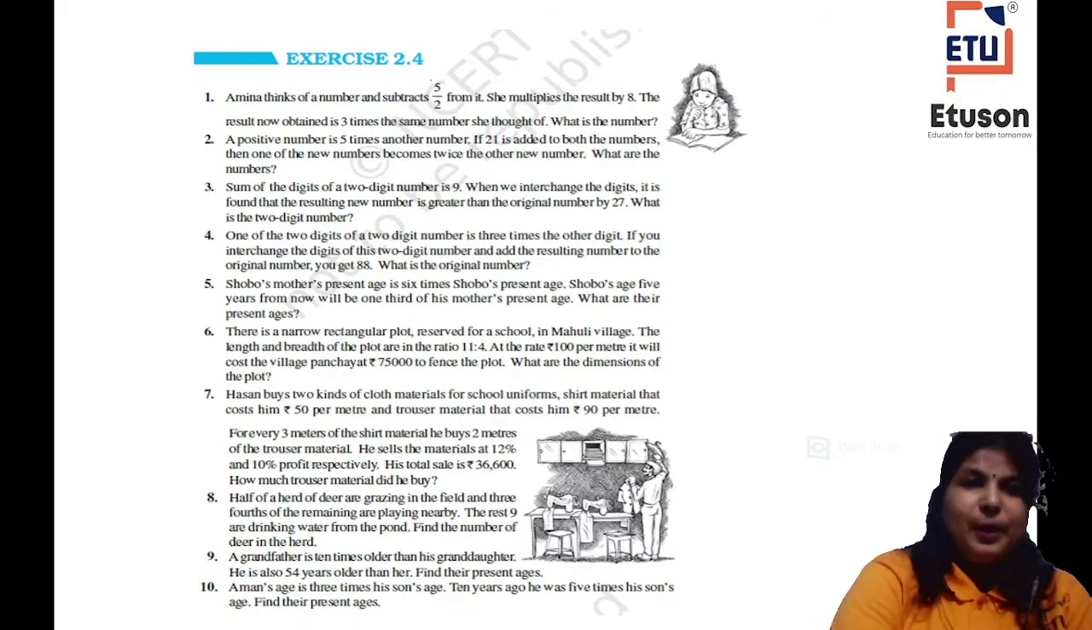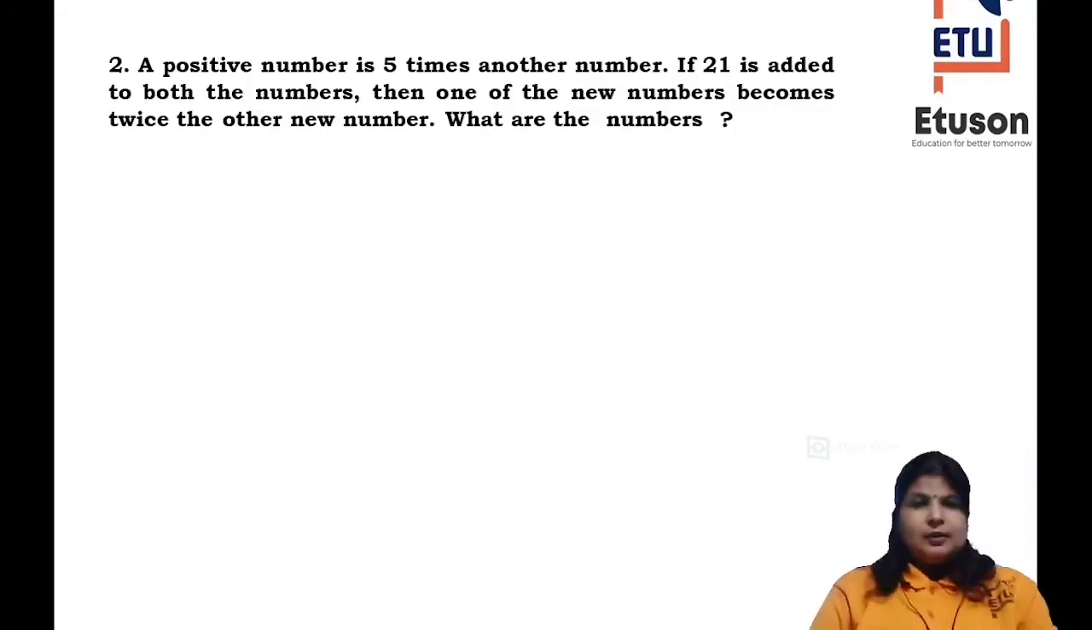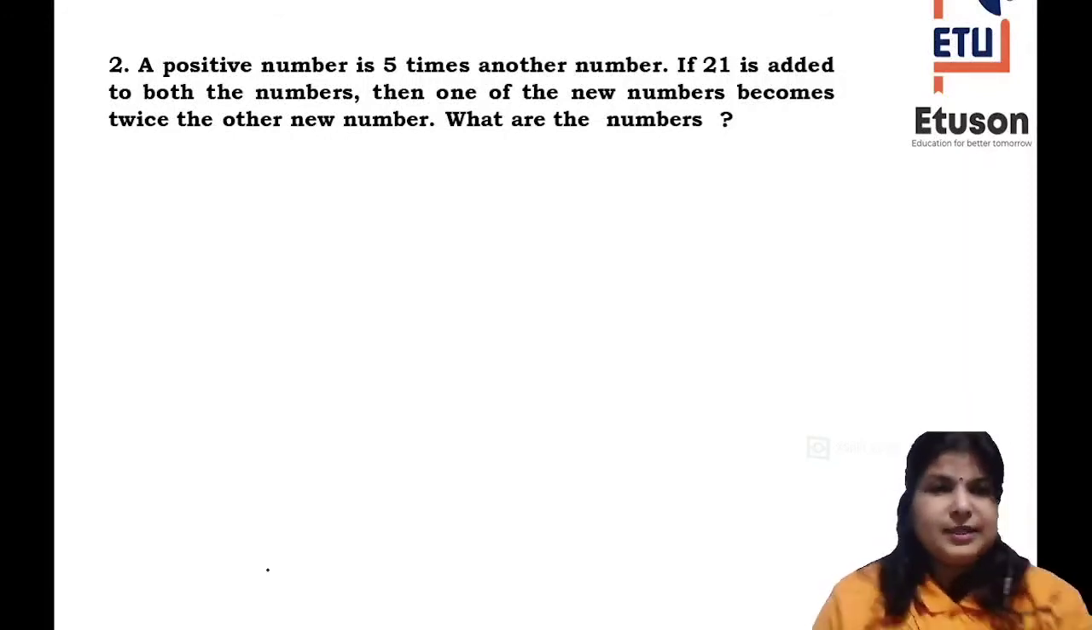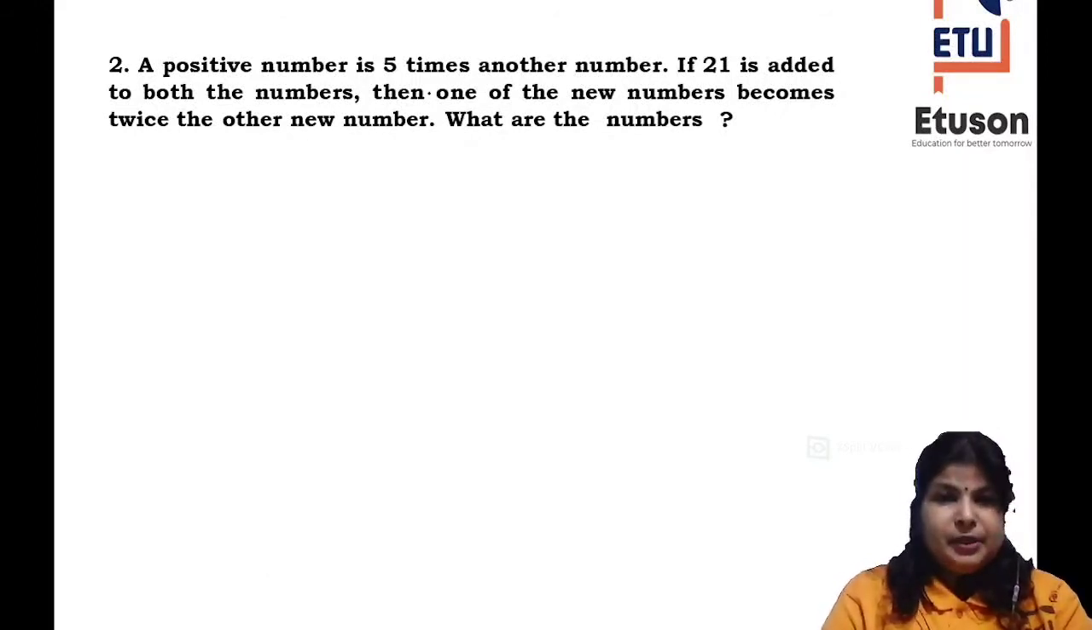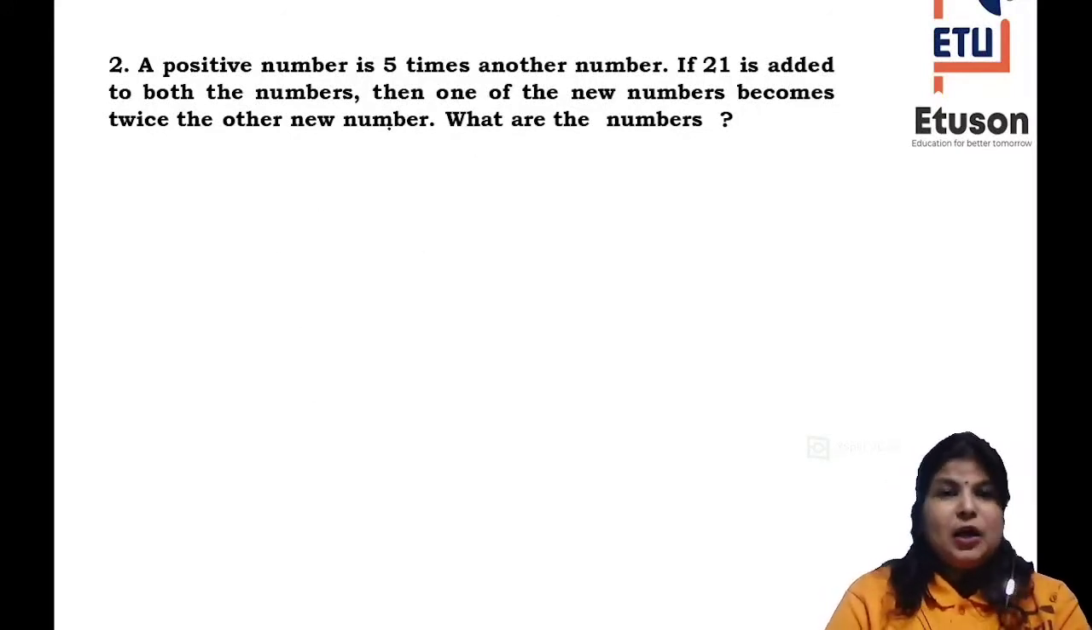So one by one, alternatingly, I will take the questions and we will solve them. I am doing all the even numbered questions. Okay, so let us start. A positive number is 5 times another number. If 21 is added to both the numbers, then one of the new numbers becomes twice the other new number. What are the numbers?